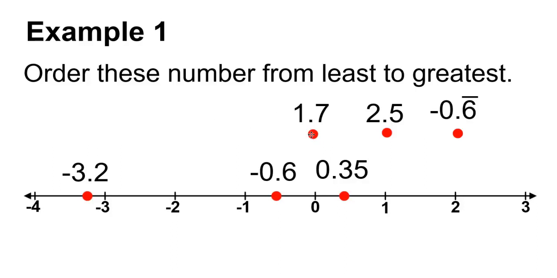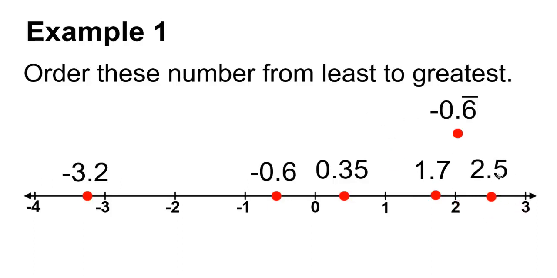For 1.7, halfway between 1 and 2 is 1.5, so it goes just to the right of that as 1.7 is a little bit larger. For 2.5, it's exactly halfway between 2 and 3. And for negative 0.6 repeating, that's a little bit less than negative 0.6, therefore it goes just to the left of the negative 0.6.